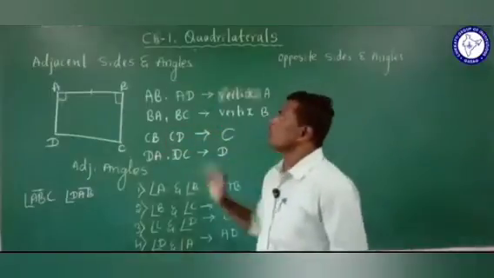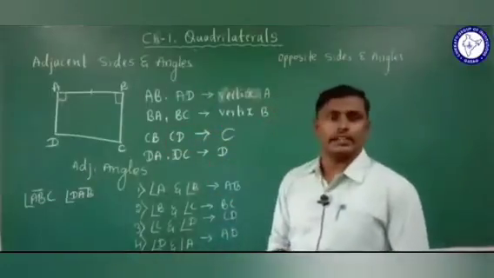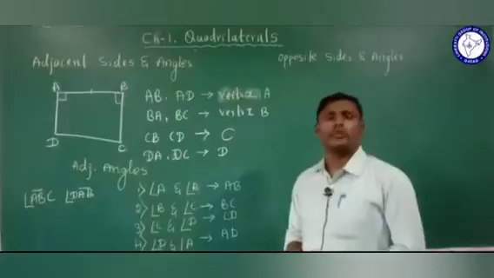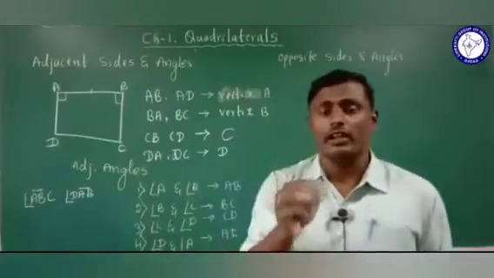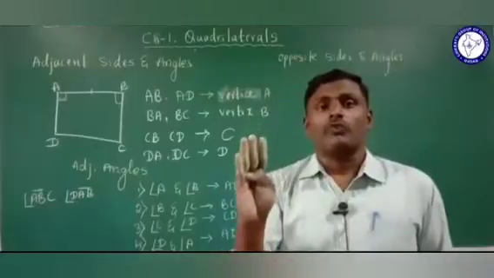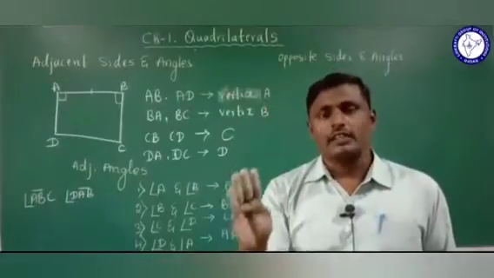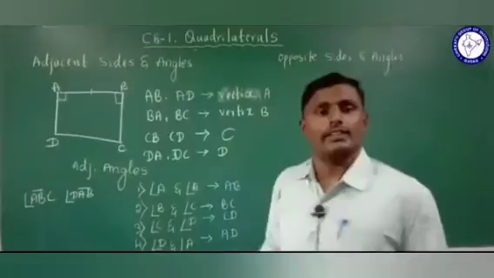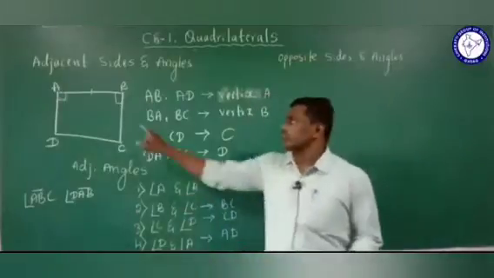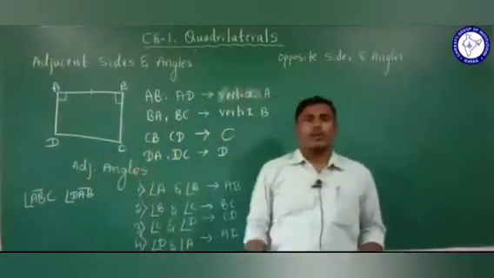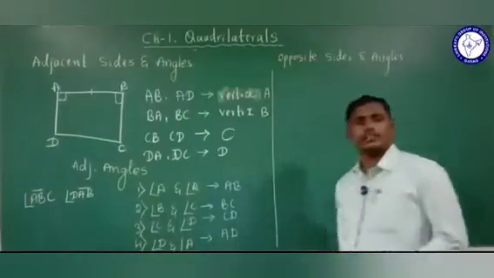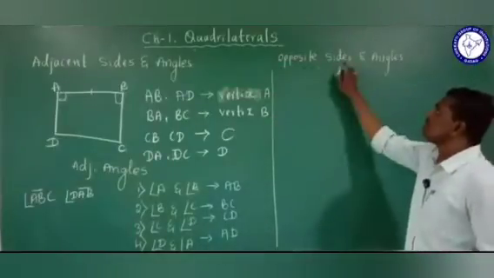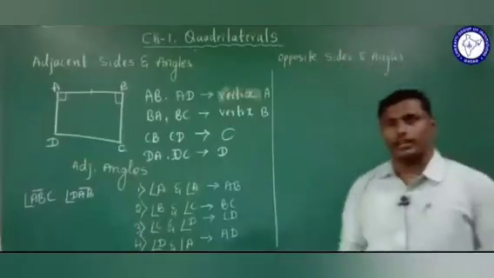So this is all about the adjacent sides and adjacent angles. How many pairs of adjacent sides and adjacent angles can you write in the quadrilateral? There are a total of 4 pairs of adjacent angles and 4 pairs of adjacent sides in the given quadrilateral. Okay. Let's come to the next concept, that is opposite sides and opposite angles.